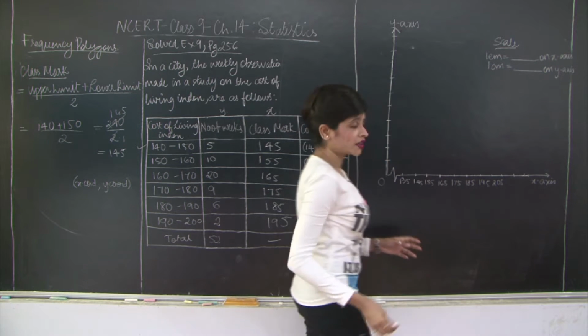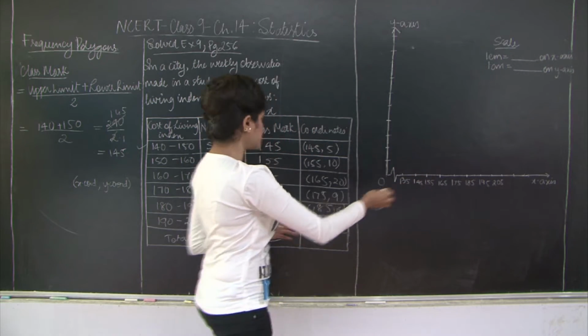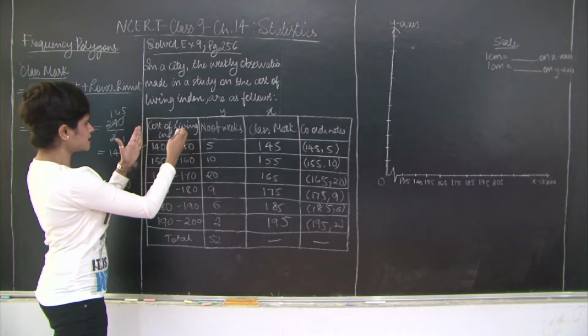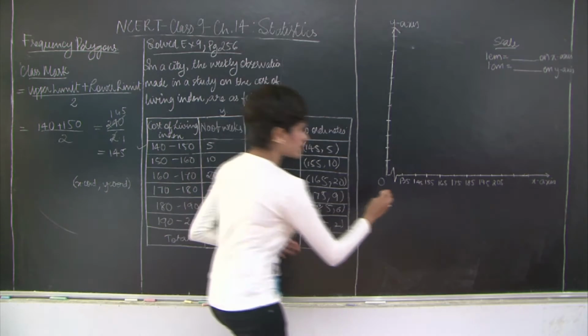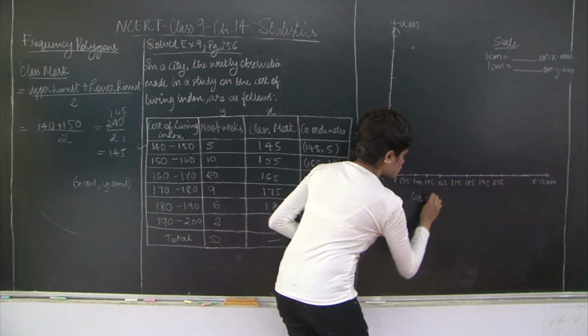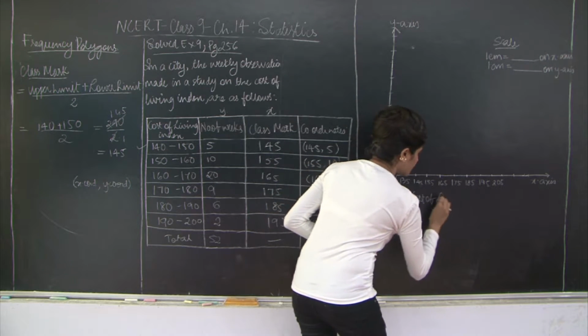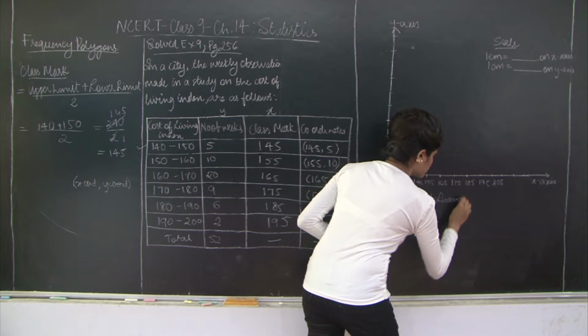and so on. Now this is the x axis. So what is the x axis? It is the cost of living index. So I'll just write this down, cost of living index.